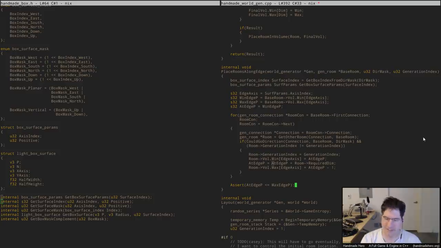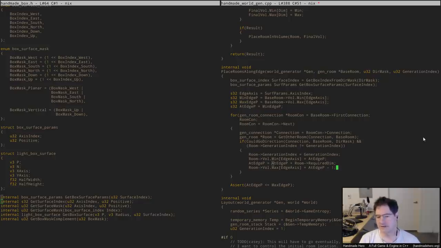otherwise we overflowed the size. If we actually want to keep those rooms all placed along the edge, this is what we would need to do. So I'm just going to assert that. Again, this is a very simple version of the edge placement routine. Now, are we done? No.